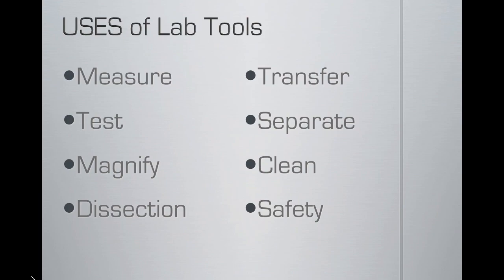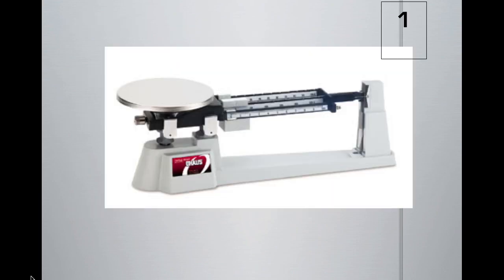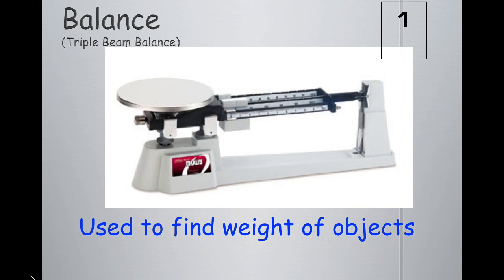However, they are to measure, to test, to magnify, to dissect species, transfer substances, to separate substances, to clean the tools, as well as for safety reasons. So here is the first item. It is called a triple beam balance. This item is used to find the weight of objects.